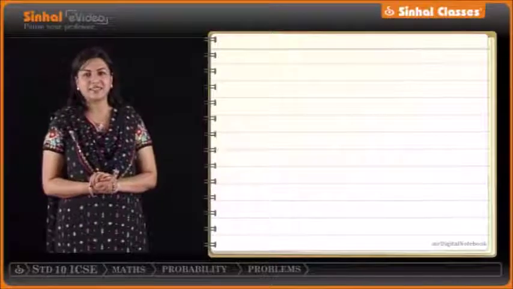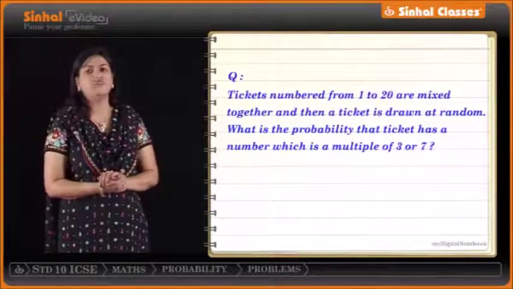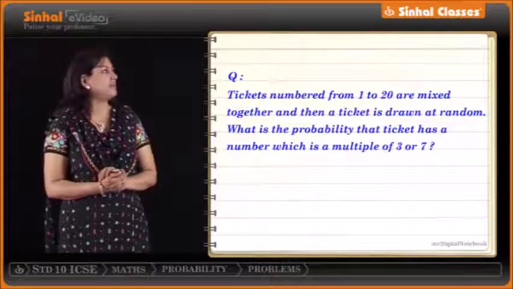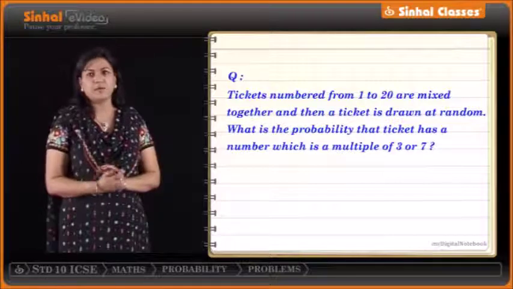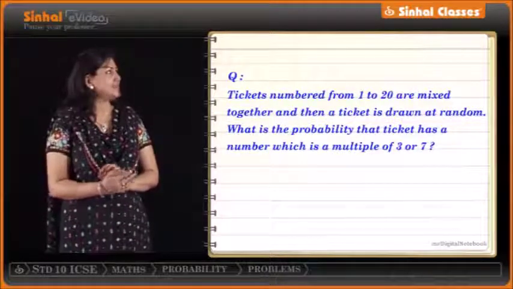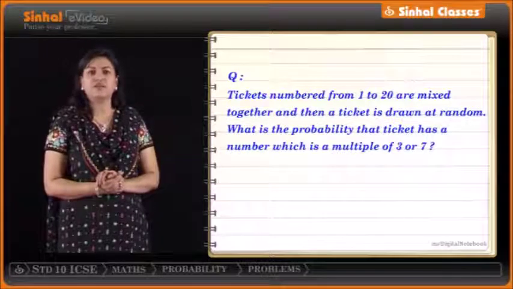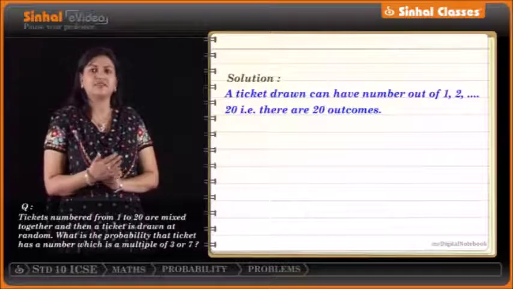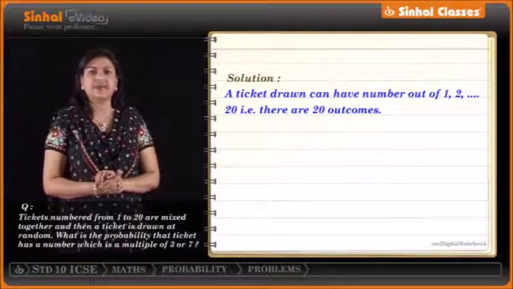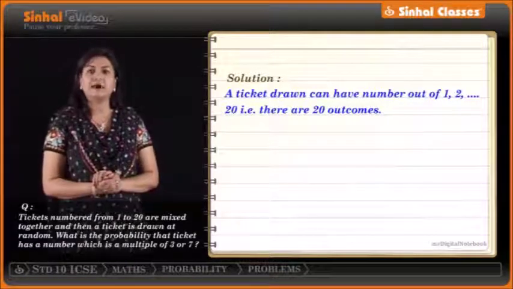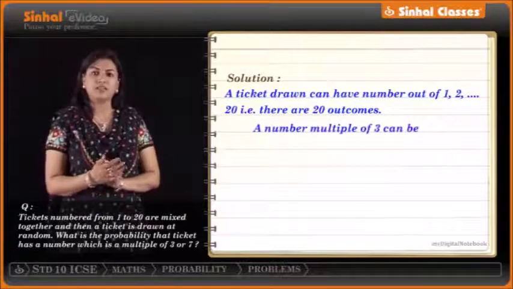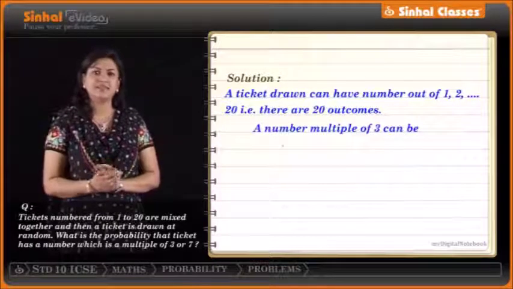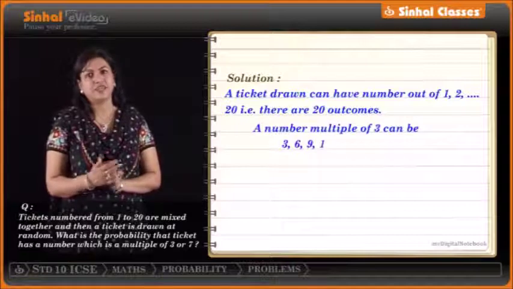Now let's look at our next problem. Tickets numbered from 1 to 20 are mixed together and then a ticket is drawn at random. What is the probability that the ticket has a number which is a multiple of 3 or a multiple of 7? Now here we are taking the tickets from 1 to 20. That is, there are 20 possible outcomes. Now we want a multiple of 3. So the possible outcomes here are 3, 6, 9, 12, 15 and 18.